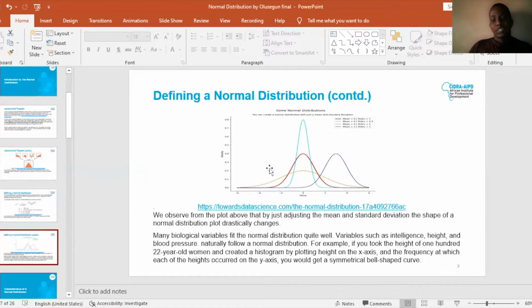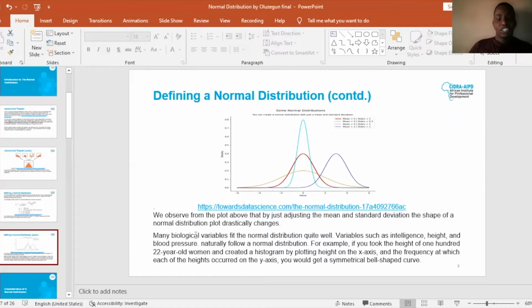Here it shows four different plots of a normal distribution, and their shape changes based on the parameters mean and variance, or by extension standard deviation. You can see the plots and their parameters in the top right corner of the graph. So depending on the mean or standard deviation, just by adjusting them, the shape of a normal distribution plot can drastically change.